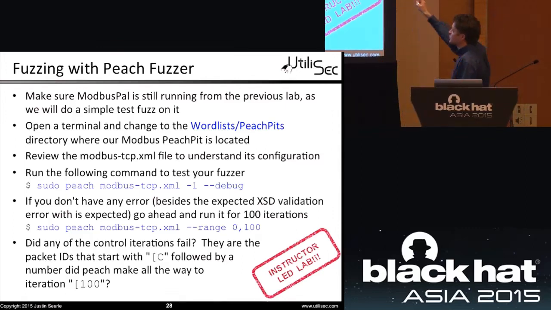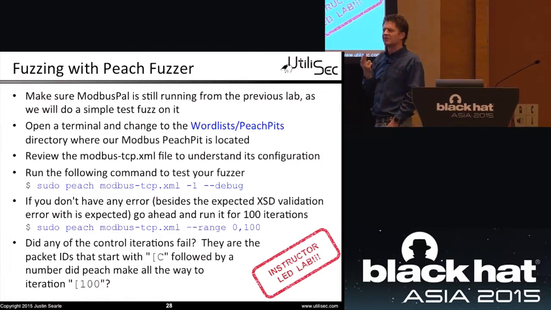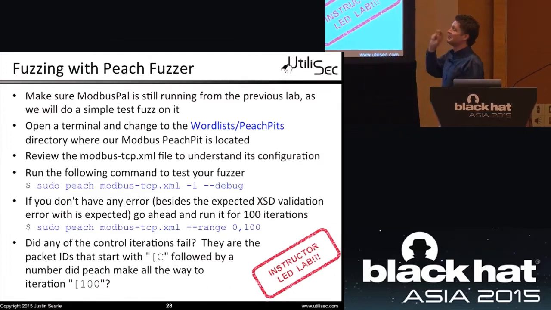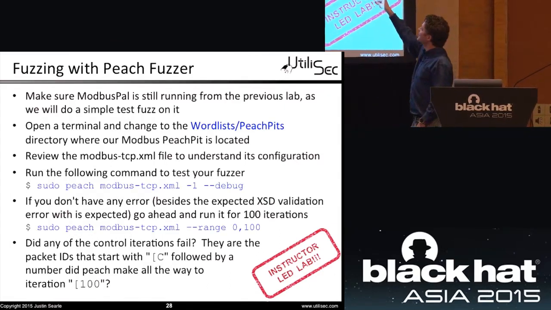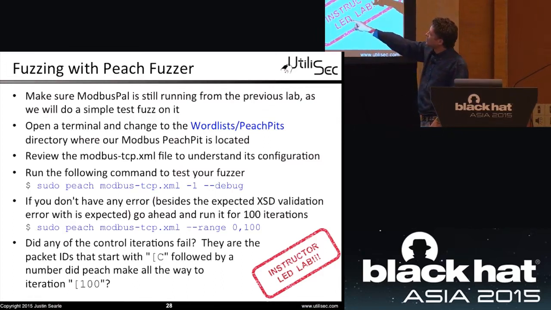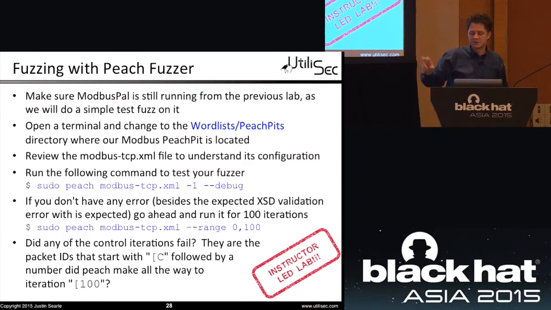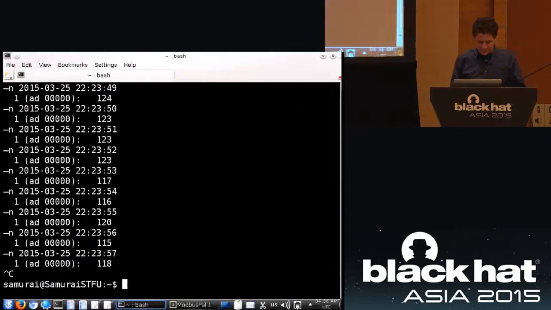And if the debug message works properly, which hopefully it does, I haven't tested, I haven't made sure I haven't broken Peach in the last update. Then we'll go ahead and say sudo peach modbus range 1 to 100. Basically, send out 100 different fuzz attempts. Okay, so let's go ahead and try this.